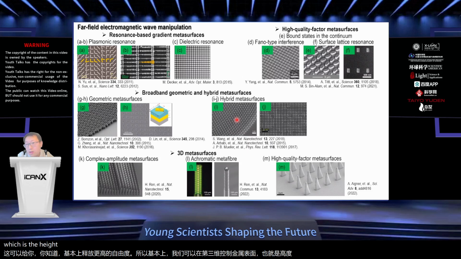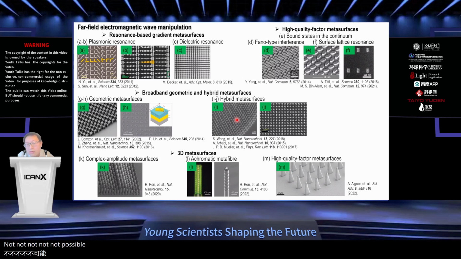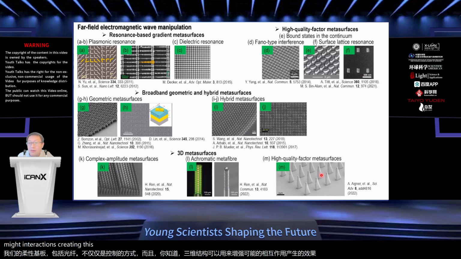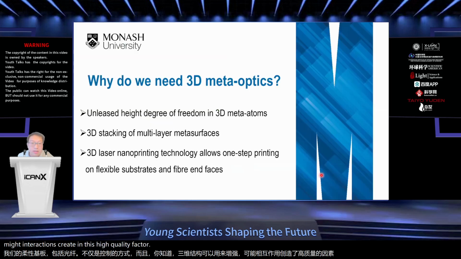Not possible if you work with the planar lithography approach. Also, this platform allows us to put the metasurface on flexible substrates, including optical fibers. And not only for wavefront control, but the 3D structures can also be used to enhance light-matter interactions, creating high quality factor metasurfaces as well.